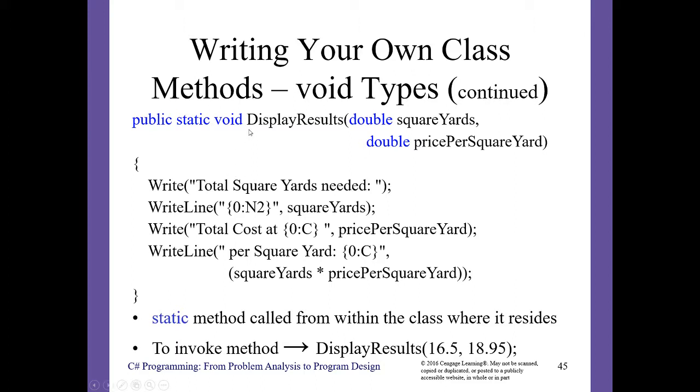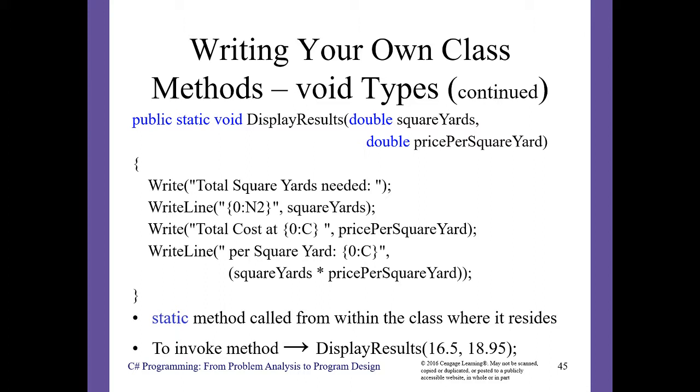This method is another method that doesn't return any values, but this method requires some input. It requires a double value that it's going to call square yards, and it requires a double value that it's going to call price per square yard. So any other program or method could call this method.